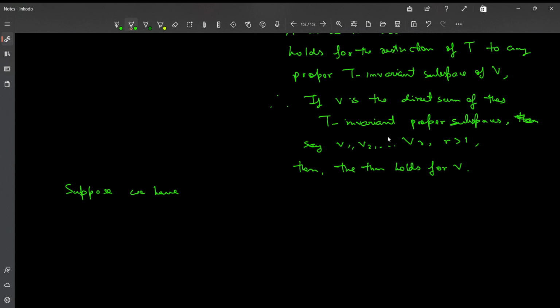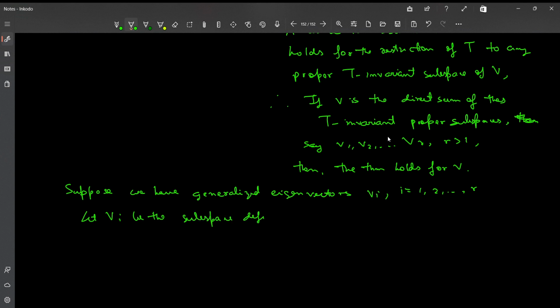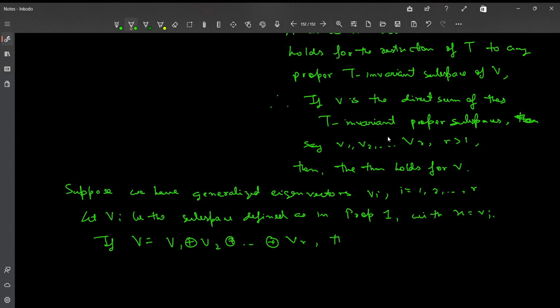Suppose we have generalized eigenvectors vi, i equals 1 to r. Let capital Vi be the subspace defined as in proposition 1, with x equals small vi. If V is the direct sum of these subspaces, that is, the direct sum of V1, V2, and so on till Vr, then the theorem is true for V.